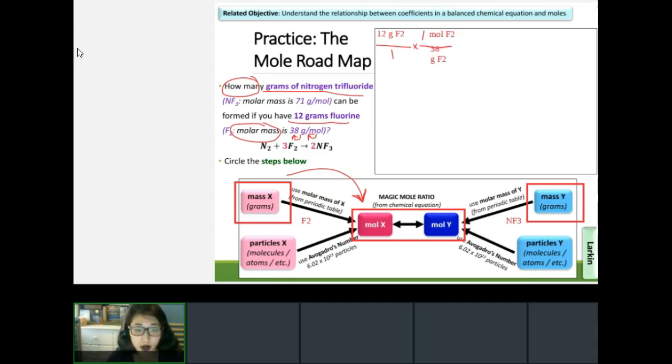Yeah, 38 grams. Perfect. So we see 38 grams there. Awesome. So grams gets divided out. Okay, so I'm currently at moles of fluorine. Is that what I'm solving for? Yes or no? Am I solving for moles of fluorine?